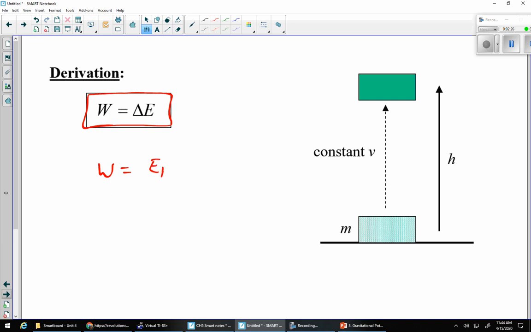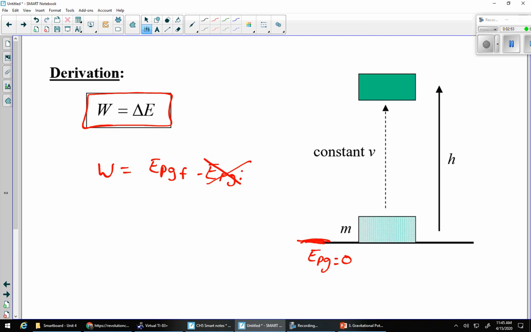So EPGF minus EPGI. Cool. But if it's starting on the ground, it can't really go anywhere else. We're going to say that it's got 0 gravitational potential energy. So our initial spot is going to be absolutely nothing. So starting on the ground, we've got nothing. So our work done is equal to our final gravitational potential energy.